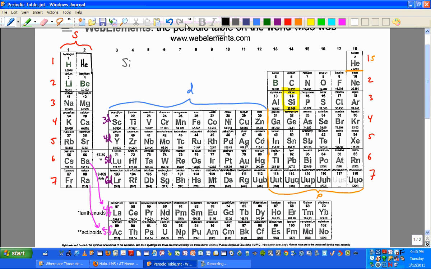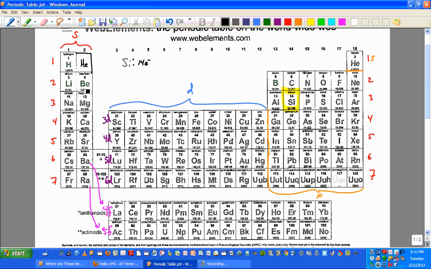You guys are working on it, right? Writing down the electron configuration for silicon with 14 electrons. Really, Eunice? Really? All right, here we go.